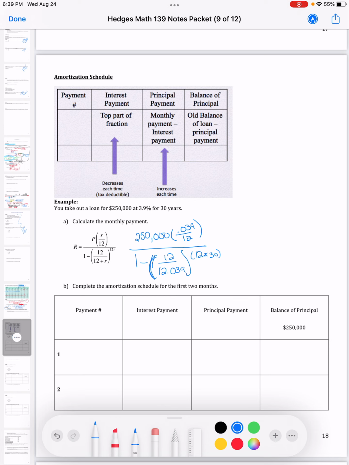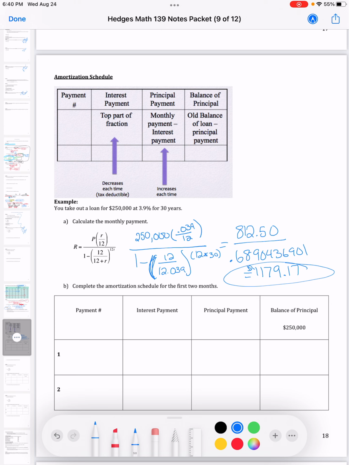So just like we had before, that's just a big parenthesis there. Typing in my numerator, I'm going to get 812.50. That came out great. My denominator gives me that nasty decimal. I'm not going to round until I get my monthly payment. So I'm going to round this last part. This is my monthly payment. So that's the answer for A, just like we were doing before.